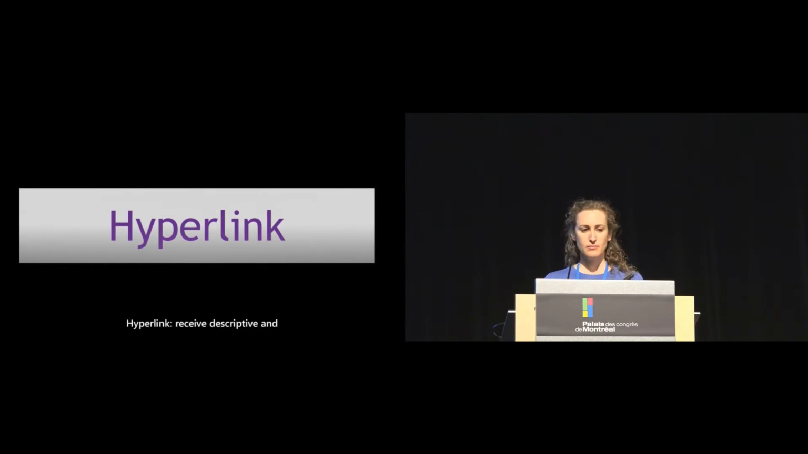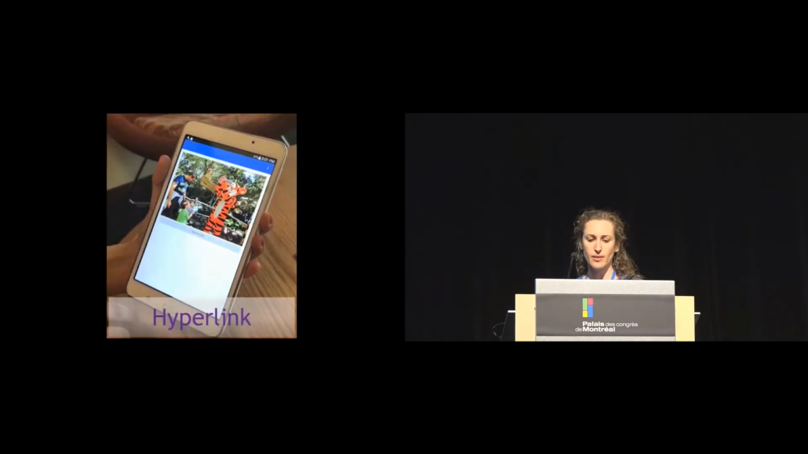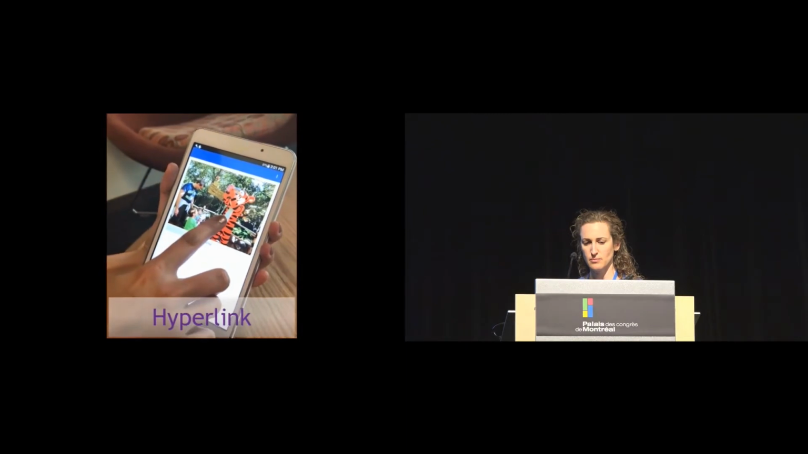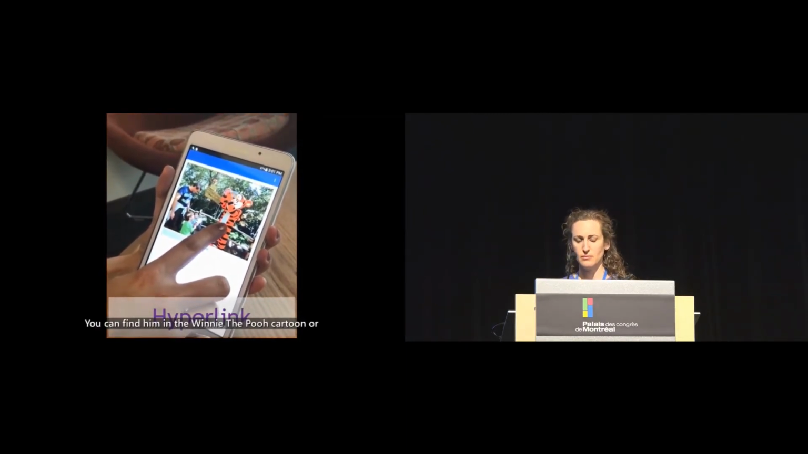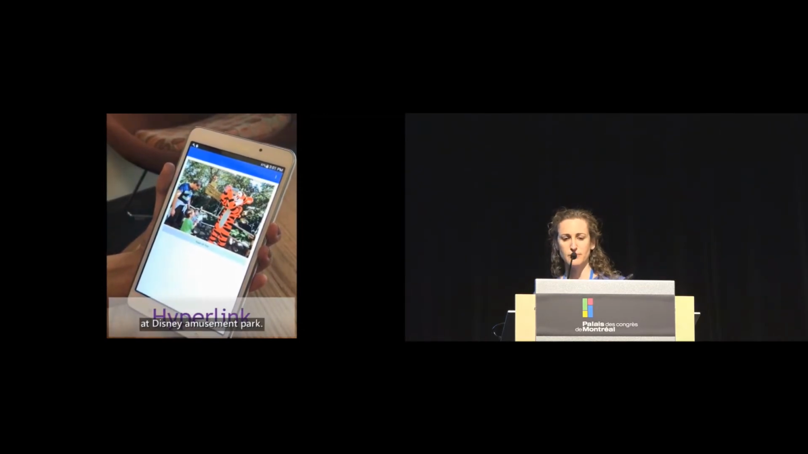Hyperlink. Receive descriptive and historical details about a popular person, place, or thing by double tapping the image. She double taps Tigger in the photo. Tigger is an orange with black stripes cartoon tiger. You can find him in the Winnie the Pooh cartoon or a Disney amusement park. More description, Tigger is always jolly.